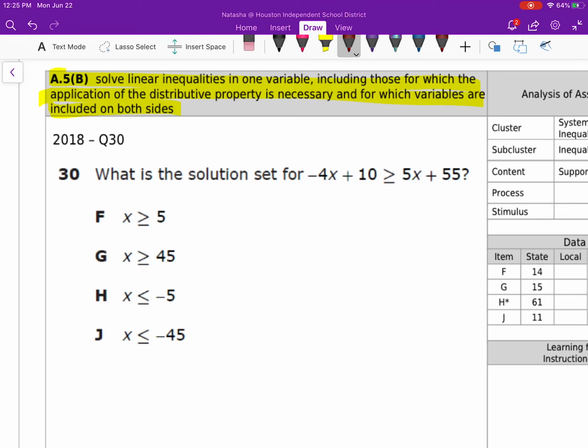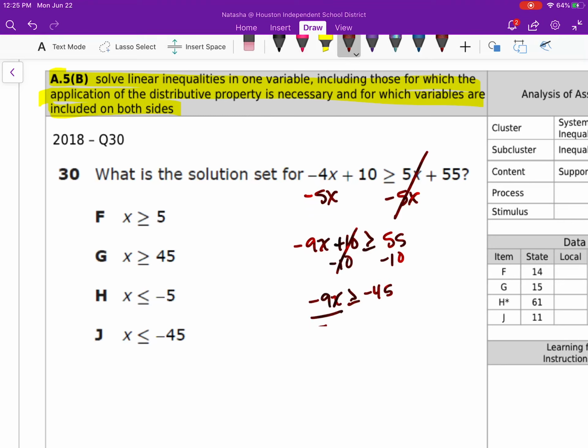So I'm going to go ahead and move my 5x to the left side of our inequality symbol. So I'm going to subtract 5x from both sides. It's now canceled off our right side of the inequality symbol. So now we're left with negative 9x plus 10, which is greater than or equal to 55. We're then going to subtract the 10 from both sides. So that's going to give me negative 9x greater than or equal to negative 45.